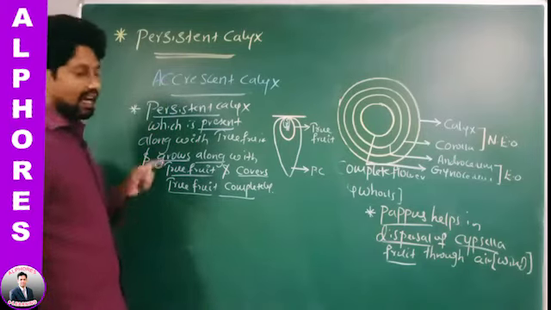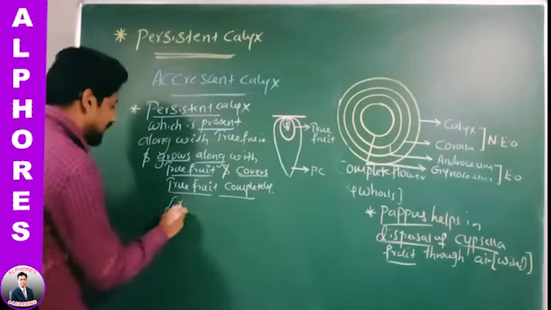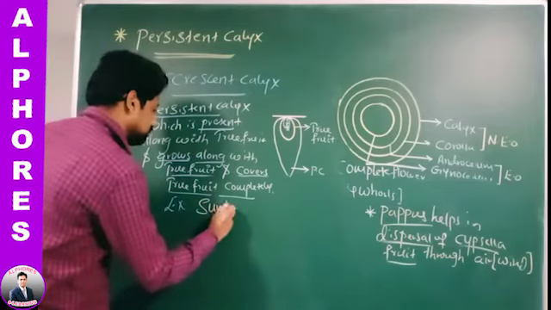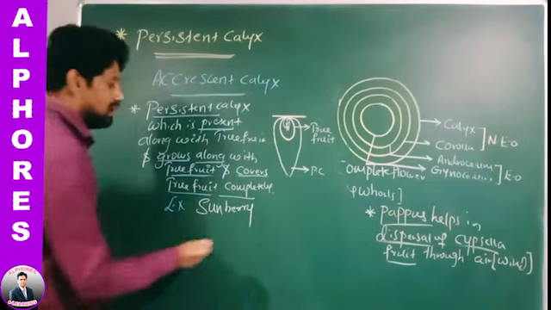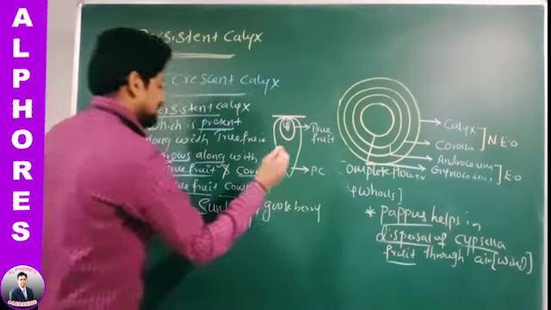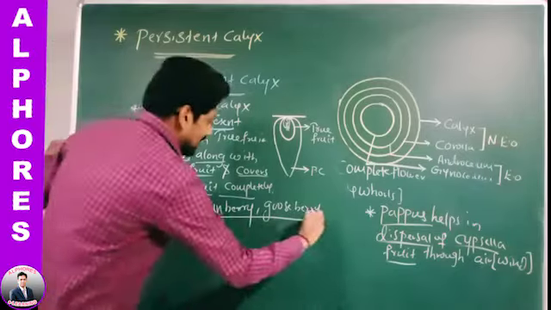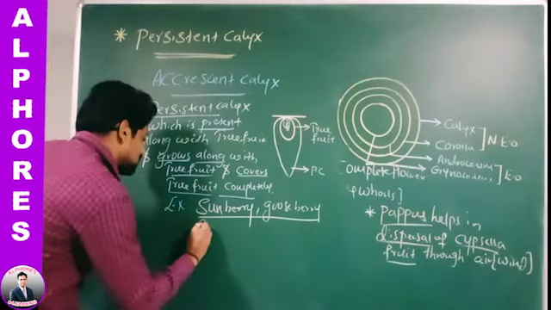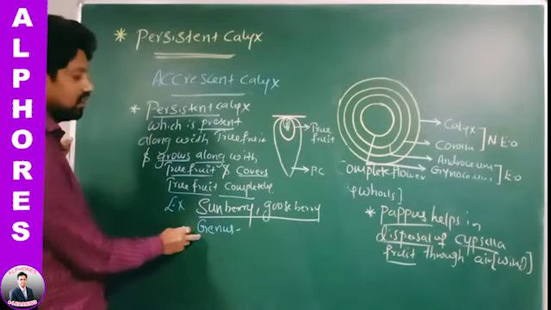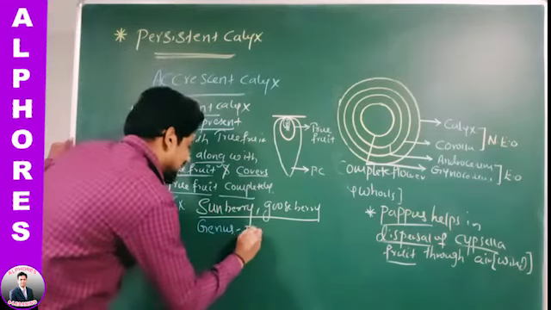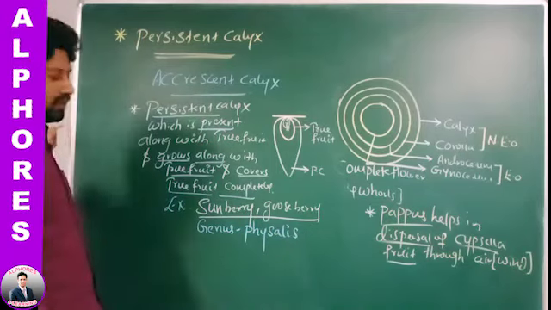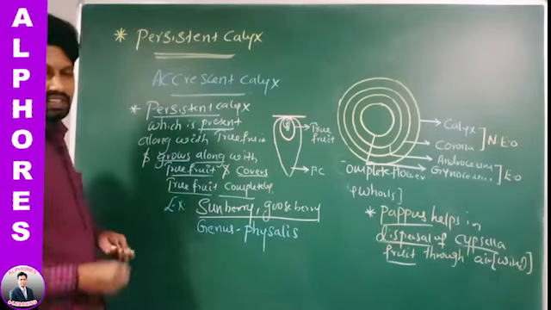Sir, accrescent calyx, I am writing examples. First one is sunberry. Second one is gooseberry. Sir, this sunberry and gooseberry come under a genus. I am not writing the complete botanical name, just the genus word of these two plants: Physalis. Therefore, sunberry and gooseberry come under genus Physalis.